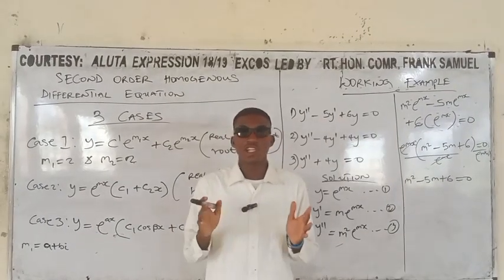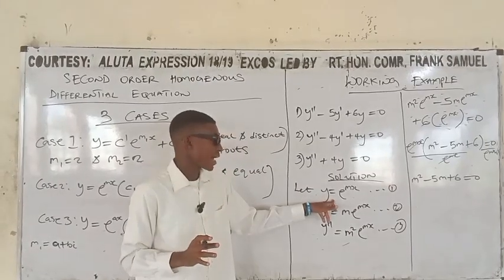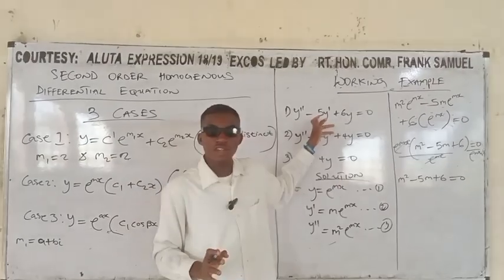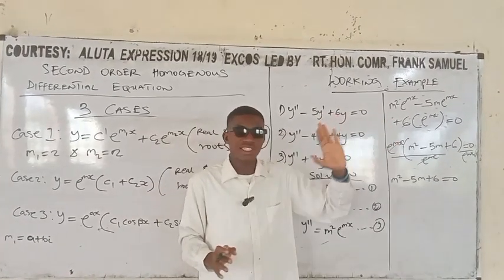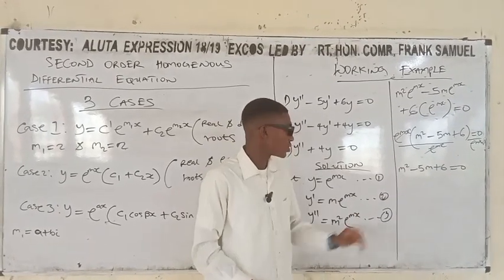What's the first step? Form the auxiliary equation. Now, we have done that. Very easy. Just know that y equals to exponent mx. Differentiate it twice. Input it back to your given question. Factor out exponent mx, and you get your auxiliary or characteristic equation.